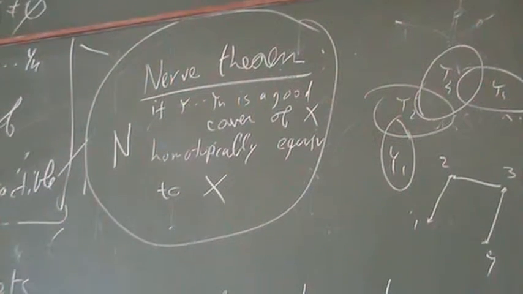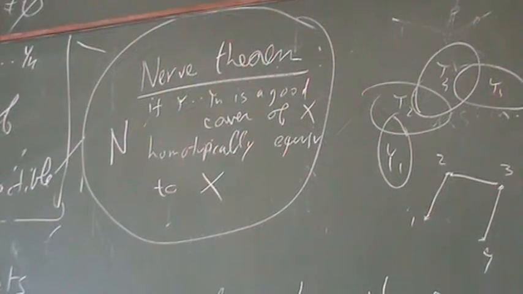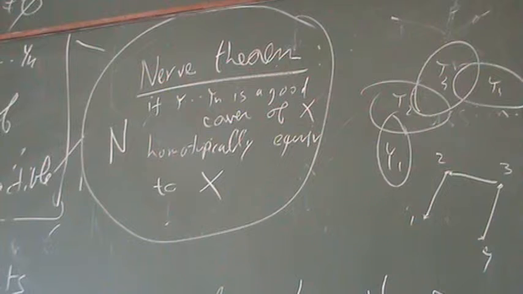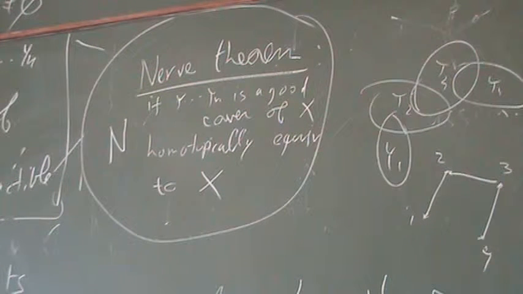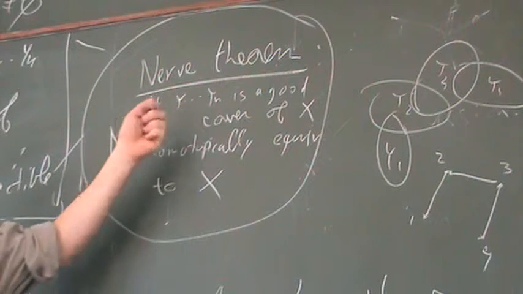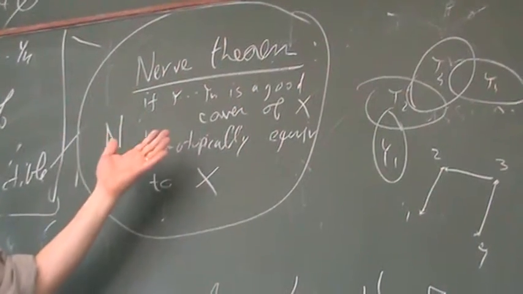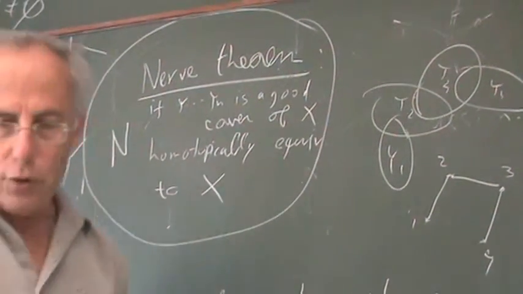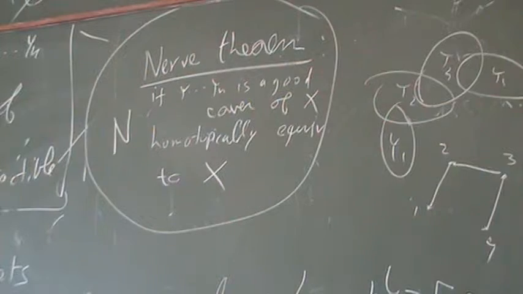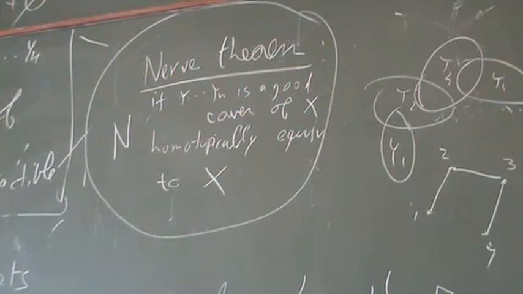So this is a very useful theorem because it says if you want to understand the topology of a space, all you need is to find a good cover. And then from the combinatorics of the intersections, you can recover the topology of the space. Okay, so this is the nerve theorem.